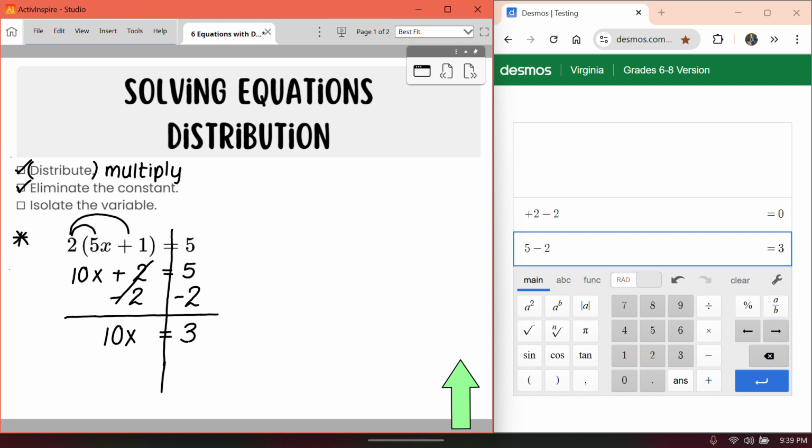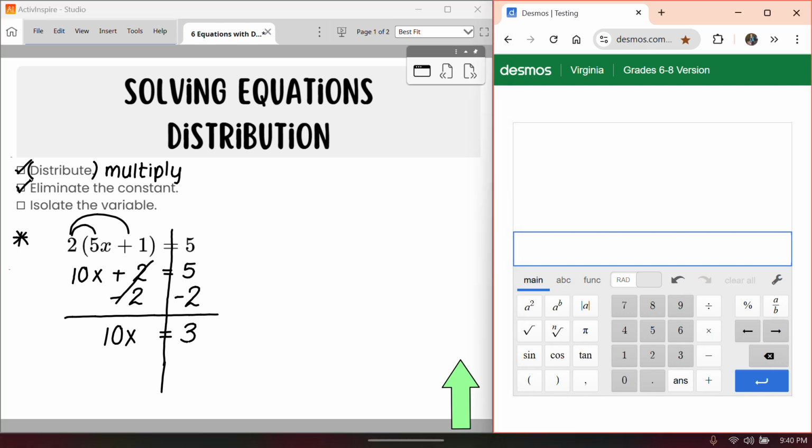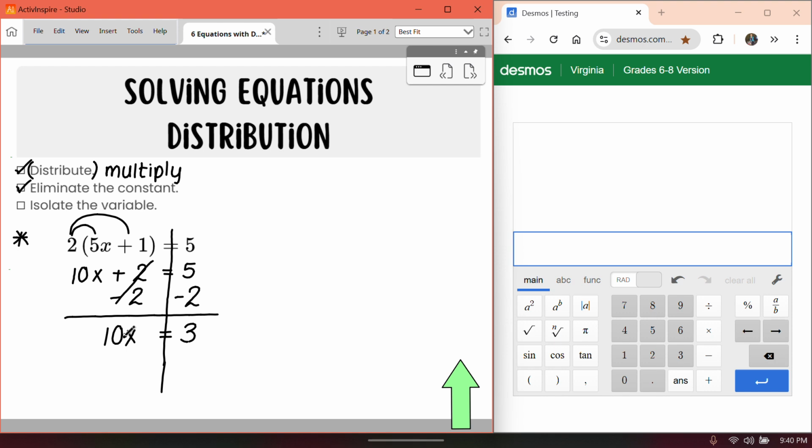So my variable is x, and right now that x has a 10 that is leeching off of it. They are attached whether they want to be or not. So I got to figure out how to get rid of that 10. If this is 10 times x, the inverse operation is division. So I'm going to divide by 10. And since I know I have to keep my equations balanced, I'm going to divide by 10 on both sides of my equation. Now again, let me show you why I do that.